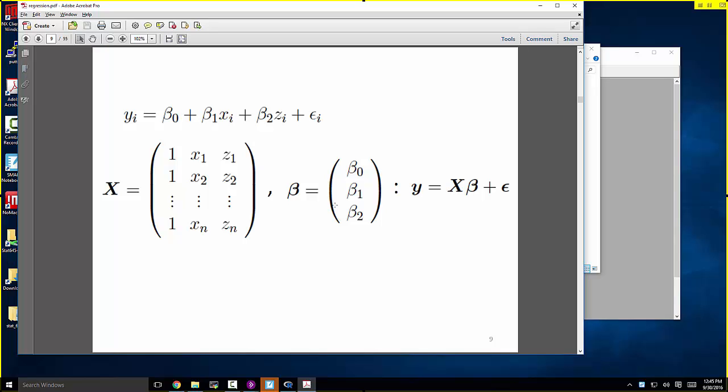Here's what it looks like when we add one more predictor or covariate variable to the model. Now there's two of them, x and z, and the design matrix just adds one column for the z's. Now the first element of x beta will be 1 times beta 0 plus x1 times beta 1 plus z1 times beta 2.